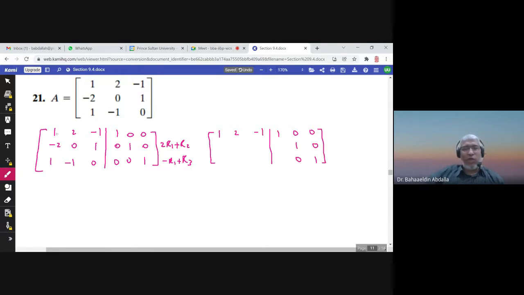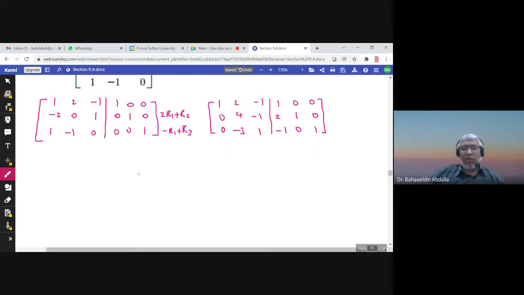Good. 2 minus 2 is 0. 4 plus 0. Negative 2 plus 1. 2 plus 0. Negative 1 plus 1. Negative 2 plus minus 1. 1 plus 0. Negative 1 plus 0. Good. Now we finished the first column. Now the second column.